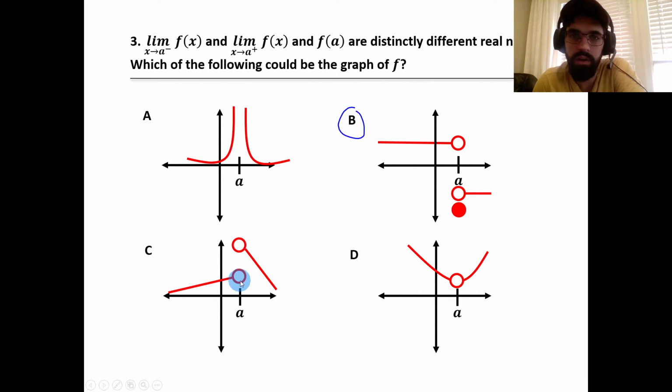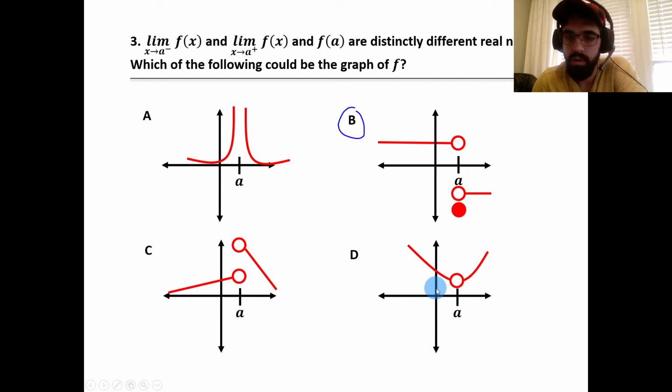C does not work because we don't have a definition for a. We have two holes, but we have no dots. So a is not defined in this function, or you could say it's not part of the domain. And that dot is really the only difference between B and C, is that we do have a definition for a in the B function, but we don't have a definition for a in the C function.